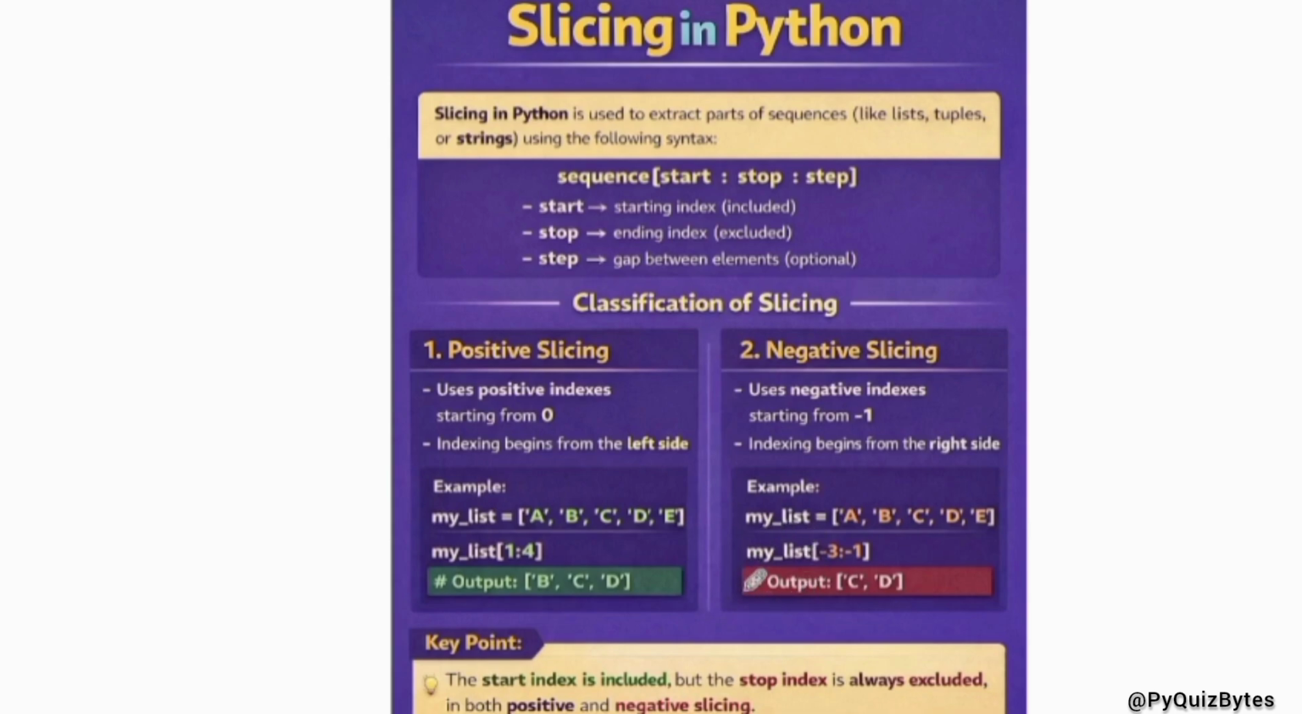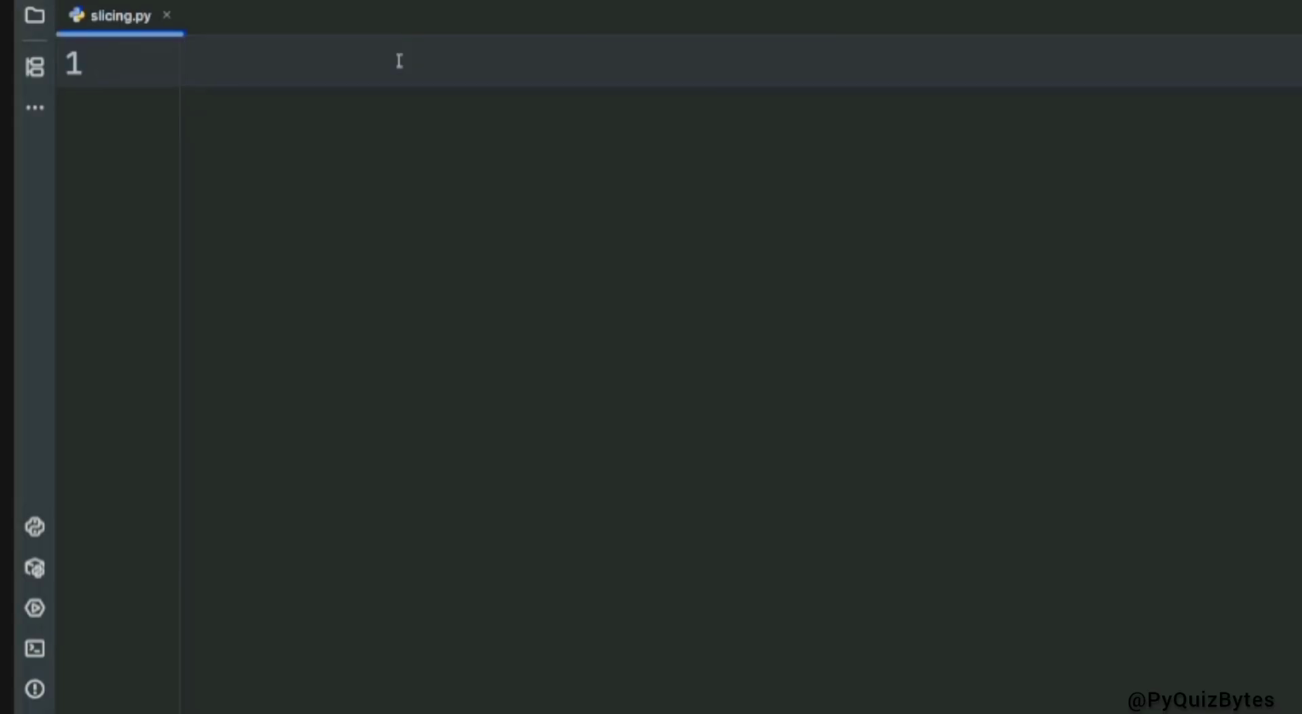Remember, for positive slicing, take the step value as positive, and for negative slicing, take the step value as negative. Key point: the start index is included, but the stop index is always excluded, meaning ignored, in both the positive and negative slicing. Now let's look at some examples.